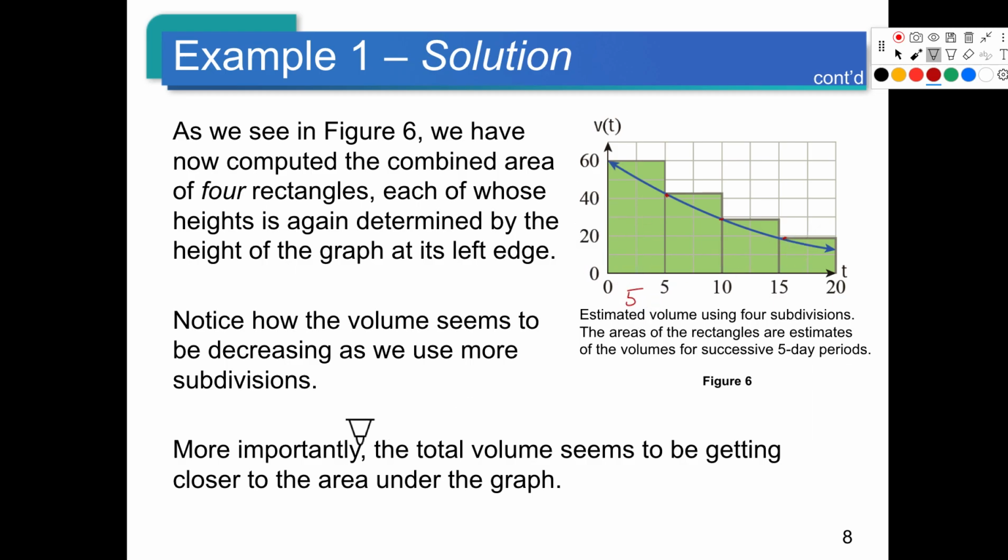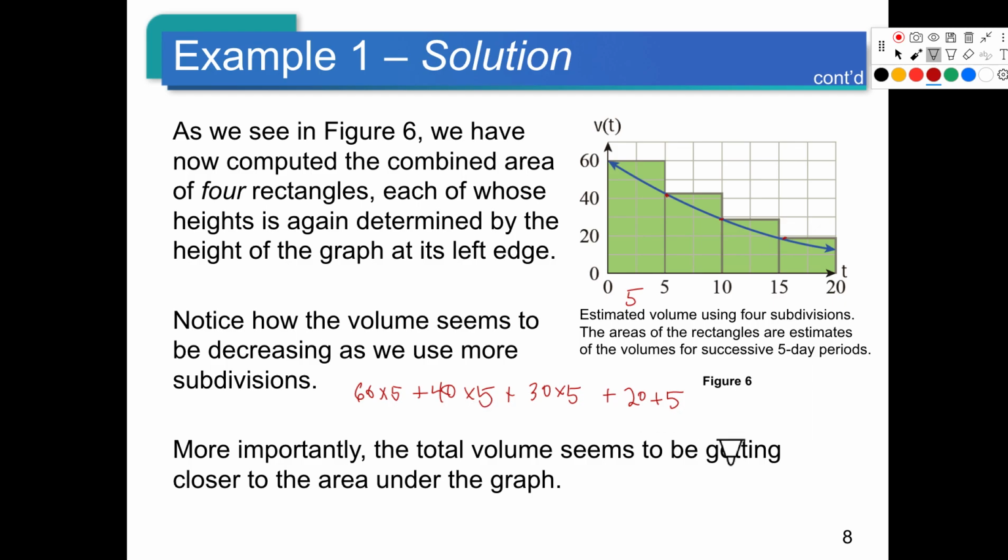So the first one is 60 times 5. And then we're going to add the next rectangle, which will be, looks like 40 times 5. And then the next one, which is, what is that? Is that about 30? Yeah, I think, because we did it last time too, right? So that'd be 30 times 5. And then this one looks like 20 times 5. So notice we've divided it into 4 regions.